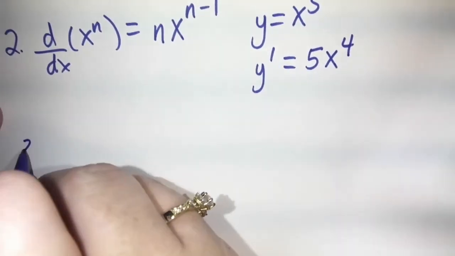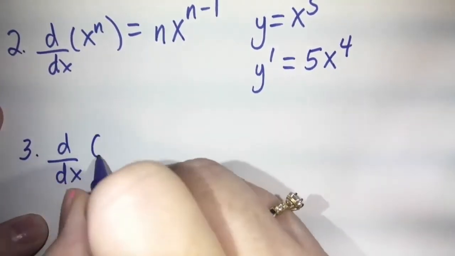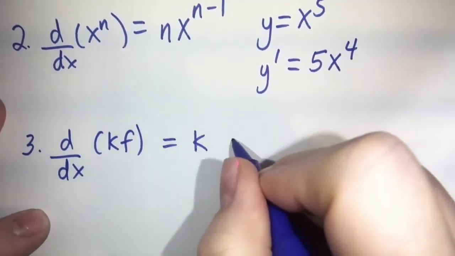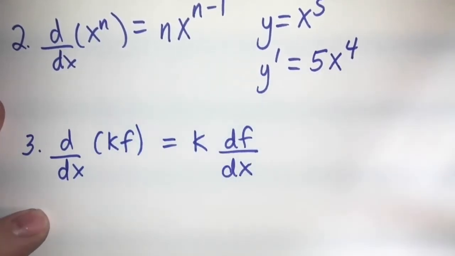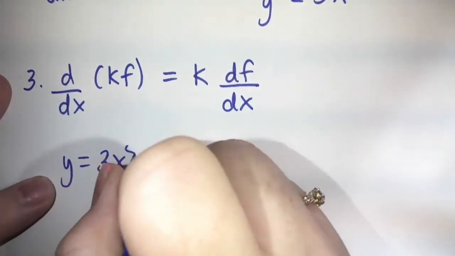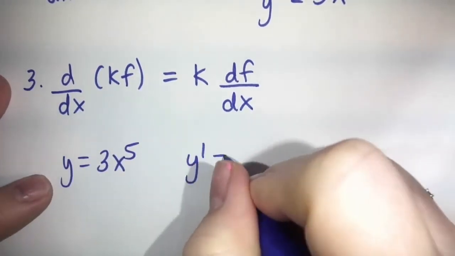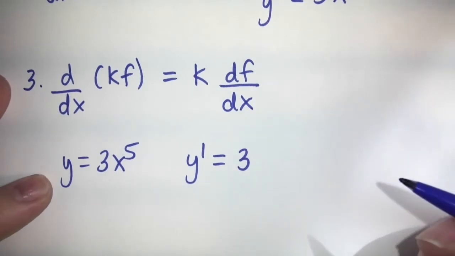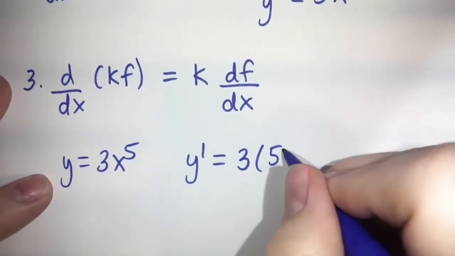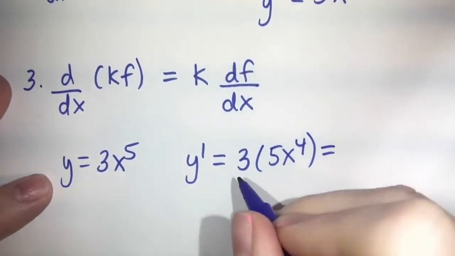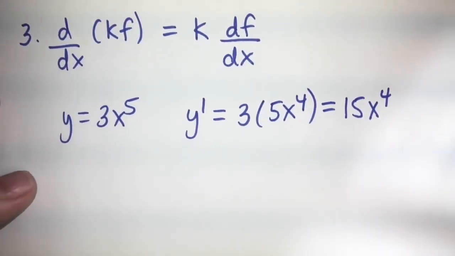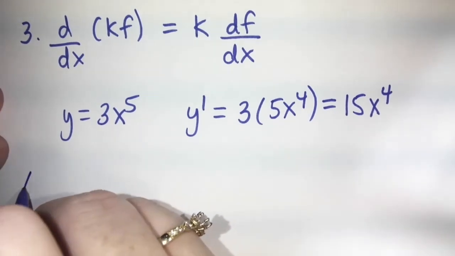Our third derivative rule is if we have d by dx of some constant k times a function. What we do there is we put the k out in front, and then we do the derivative of the function f. So for example, if we have y equals 3x to the 5, then for our y prime, we can leave the 3 attached, and then we multiply by the derivative of x to the 5. And the derivative of x to the 5 is 5x to the 4. So our final answer is 3 times 5, which is 15x to the 4. And most people will just do that in their head once they get used to derivatives.